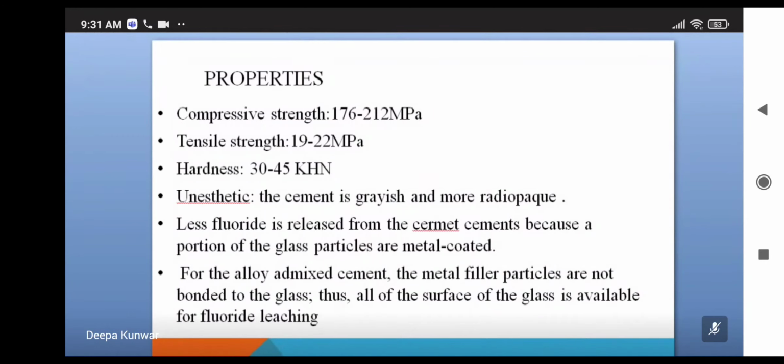Okay, when we mix the black metal color with silver or white color, it will turn to a silver or grayish color. That will give an aesthetic vision to the structure. Okay, this is fluoride release. For the alloy admix cement, the filler particles are not bonded to the glass, so all of the surface of the glass is available for the fluoride release.